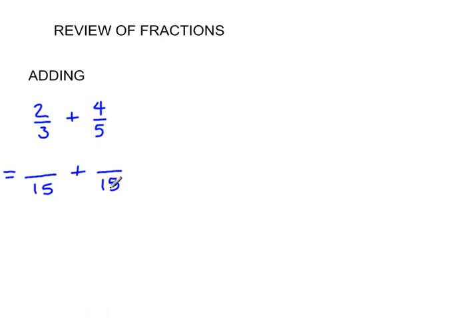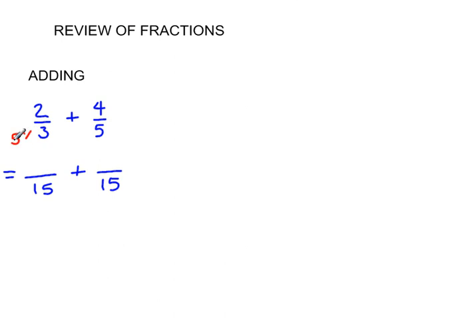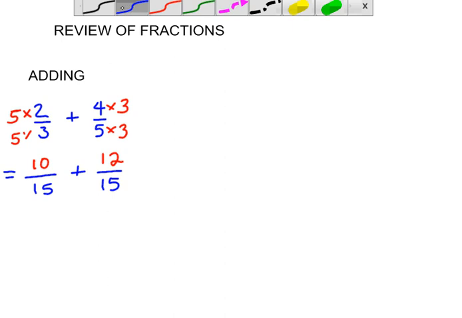And then all you need to do is ask yourself, how did I go from 3 to 15? So 3 times 5. Whatever I do to the bottom, I have to do to the top, and that will become 10. And then 5, I got 15 by multiplying by 3. Whatever I do to the bottom, I do to the top, and that will become 12. So once I've changed each fraction so that they have a common denominator, and one thing that's really important, some people remember to change the bottom and forget to change the top. Whenever the bottom changes, the top has to change also, otherwise you haven't kept the same fraction.